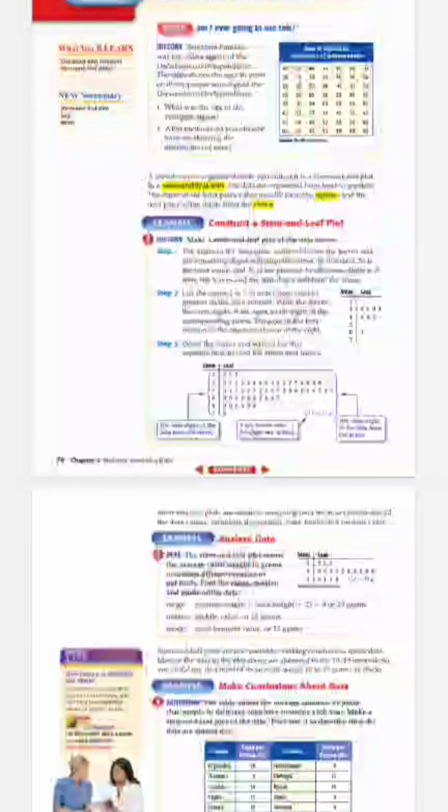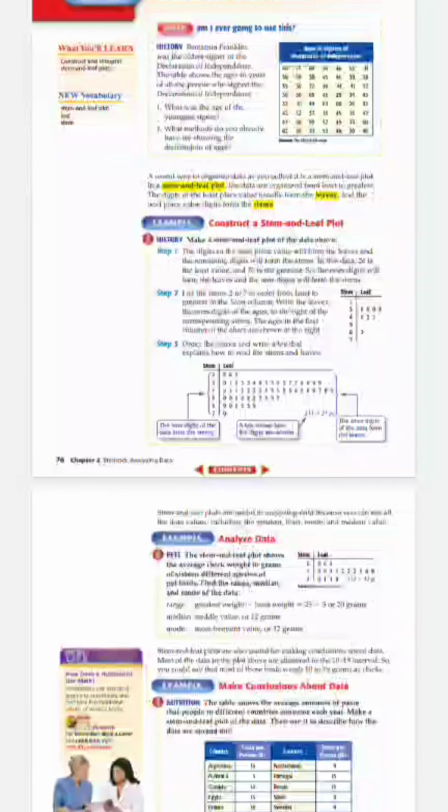1. What was the age of the youngest signer? 2. What methods do you already have for showing the distribution of data? Example: a useful way to organize data as you collect it is a stem and leaf plot.